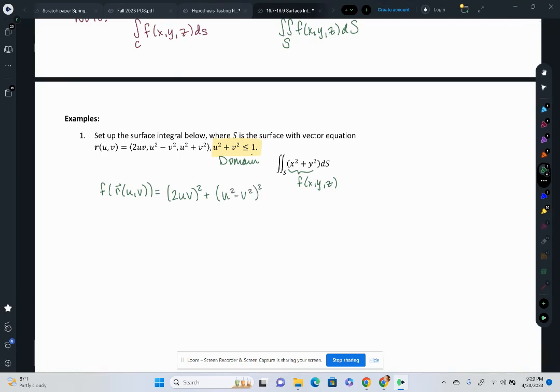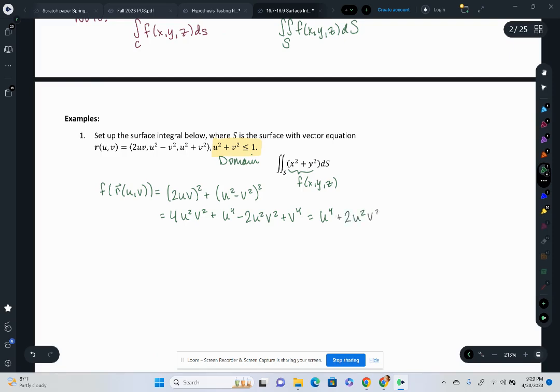Okay, and then we need to go ahead and expand that and simplify that. So this gives me 4u squared v squared plus u to the fourth minus 2u squared v squared plus v to the fourth. And then stuff simplifies a little bit. We get u to the fourth plus 2u squared v squared plus v to the fourth. Okay, that's my f of r of u, v. Next, what we need is dS.